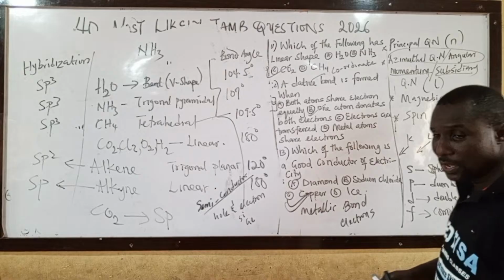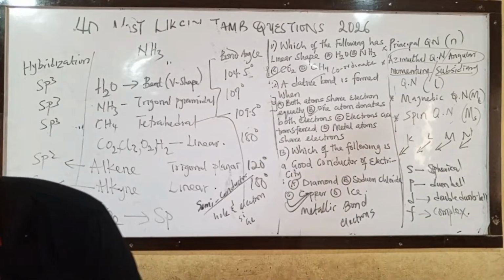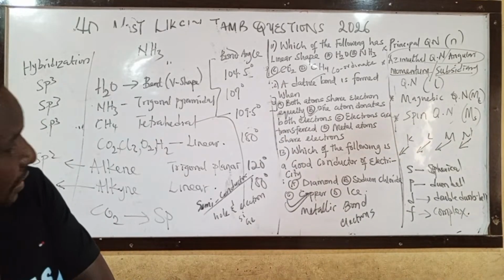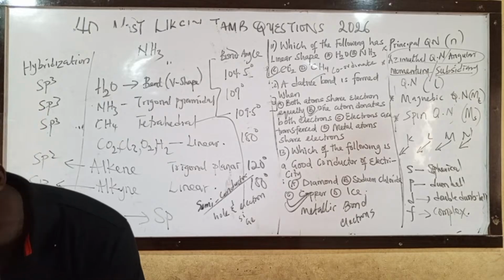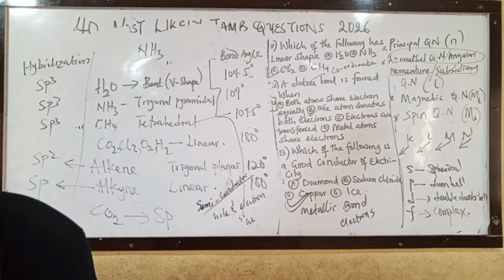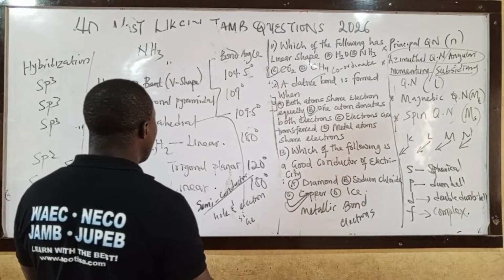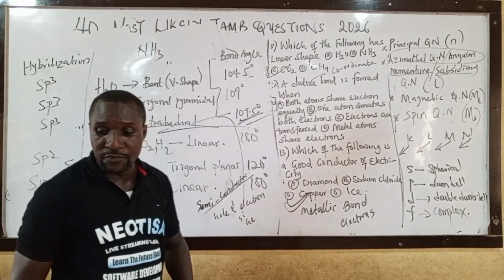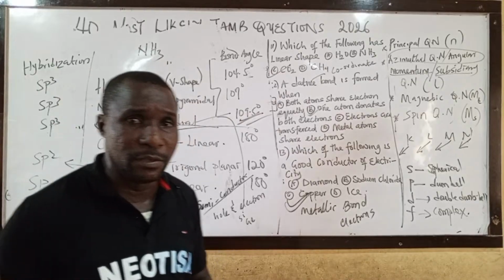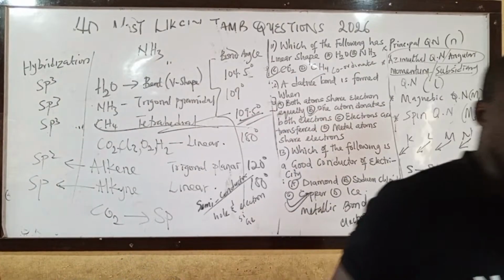That is question 14. The bond angle in methane. I've given you that. The bond angle in methane is what? 109.5. Question 15. I will stop at 15 before I give you a kind of bonus I want to give you.